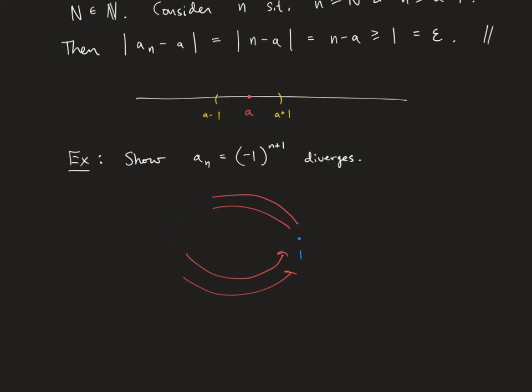So I think we have that simple picture we can keep in our mind without too much trouble. So our proof here: we need to show that it doesn't have any particular limit, right? There's nothing it's particularly converging to. So let A in the real numbers be given.